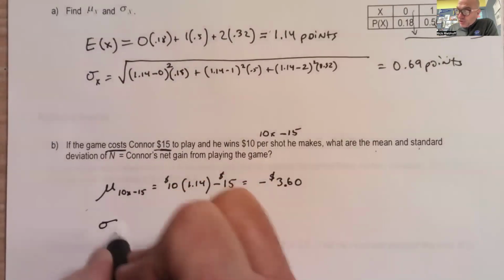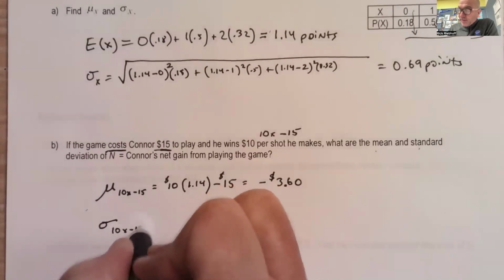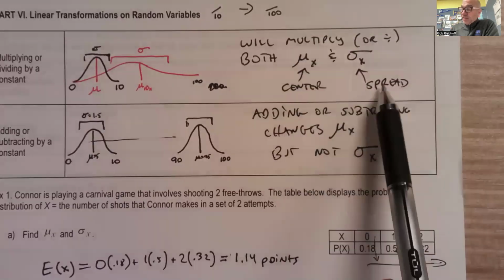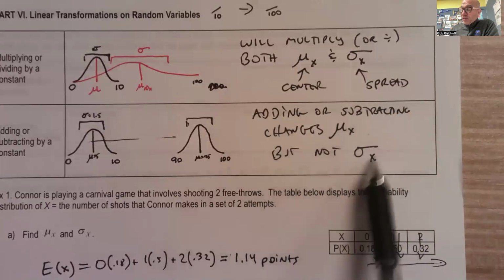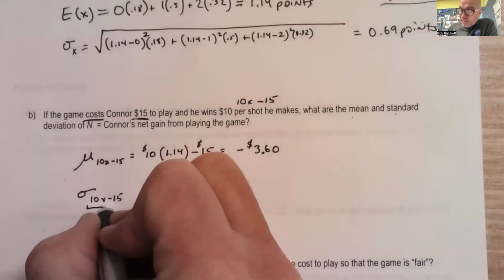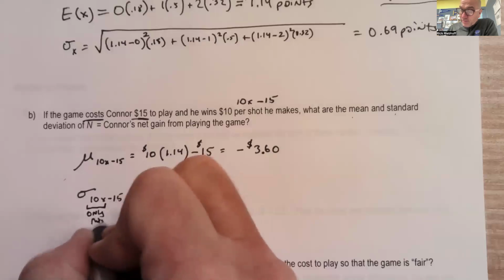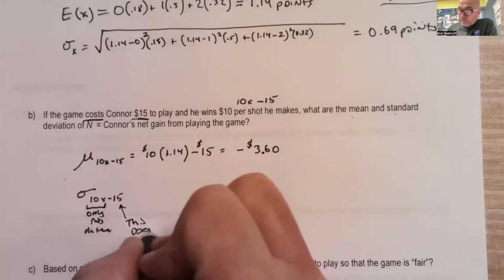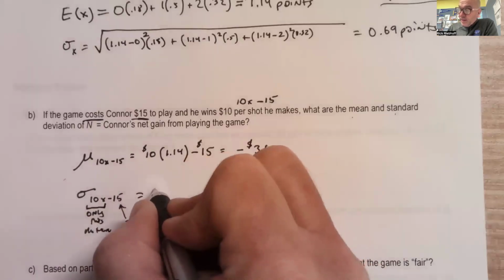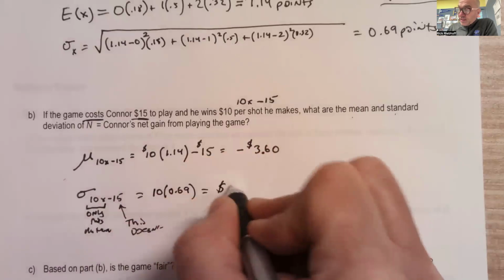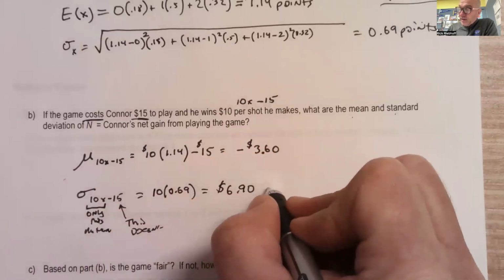All right, what about the standard deviation of 10x minus 15? We have to remember standard deviation, spread. Does multiplying affect the spread? Yes, it does. Does adding or subtracting affect the spread? No, it does not, right? We can see that here. The spread does not change because of the adding or subtracting. So only this matters. Okay, this doesn't. So the standard deviation is just going to be 10 times 0.69. So $6.90 is the standard deviation.